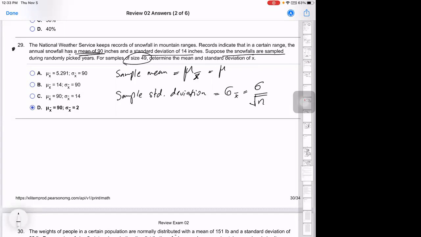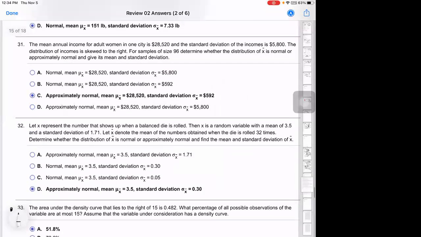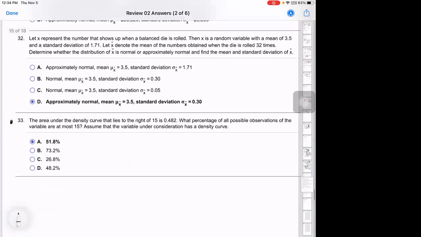Simply use this. You can find mu x bar equals mu, which means 90. Standard deviation sigma x bar equals sigma over square root of n. What is sigma here? Sigma, the standard deviation, is 14, divided by the square root of the sample size 49, which is 7, so 14 divided by 7 is 2. So mu x bar is 90 and sigma x bar is 2. Question numbers 31 and 32 are the same.